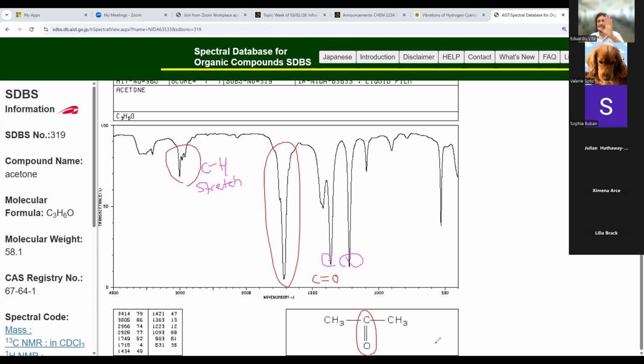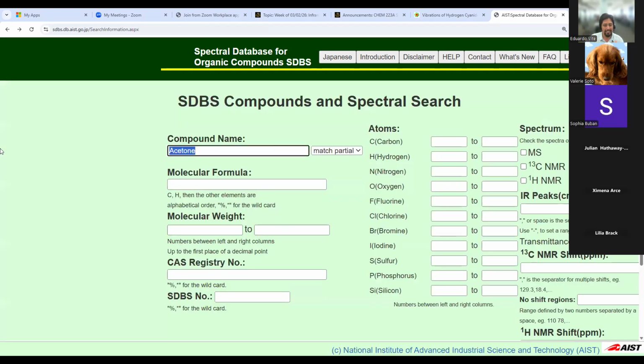So again, use this website for your practice. Type in the name of your medicines, right? Acetaminophen, ibuprofen, and so forth. And then see how the structure and the functional groups show up here. So let's do one more, and then we'll go ahead and do more practice. So let me go back. Let's type in acetaminophen.